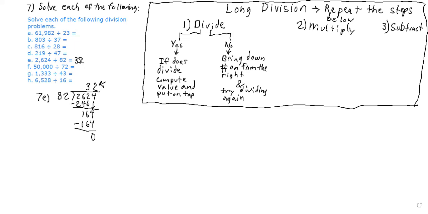So I hope that helped, guys. Now we have an example of what to do when we have a remainder and what to do when we use up all the numbers and we get to 0. Okay, that is just our answer.